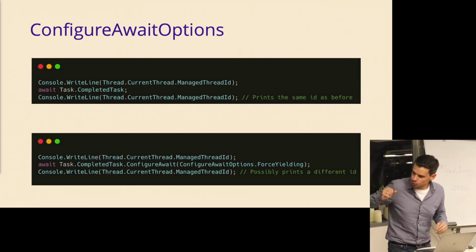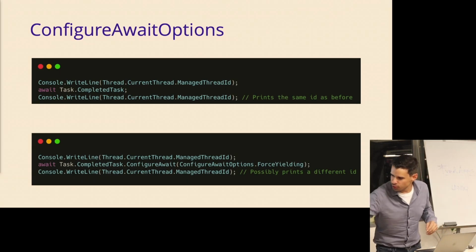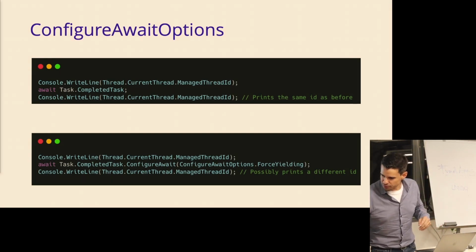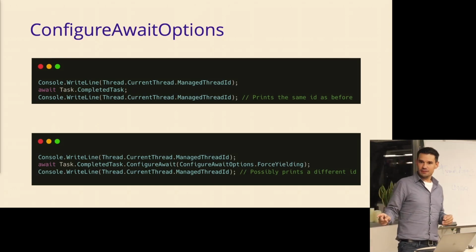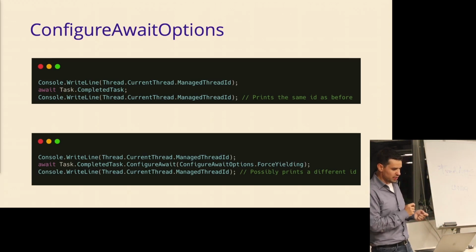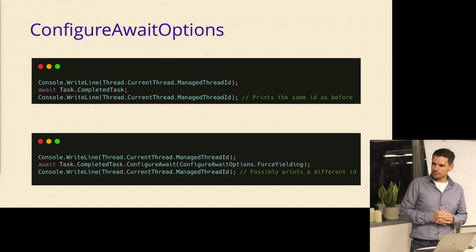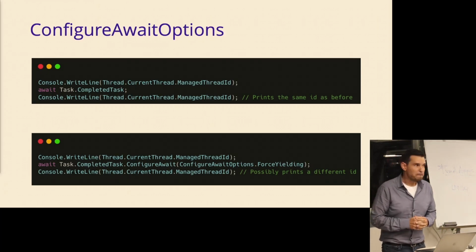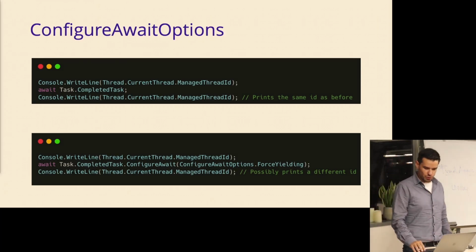So if I were to run this second piece of code with ConfigureAwait force yielding, there is a very high possibility, especially if this is your console app, that you will get a different number the second time, meaning that the continuation was actually scheduled on a thread pool thread, if it wasn't on a thread pool before. Anyways, that's basically the gist of force yielding.